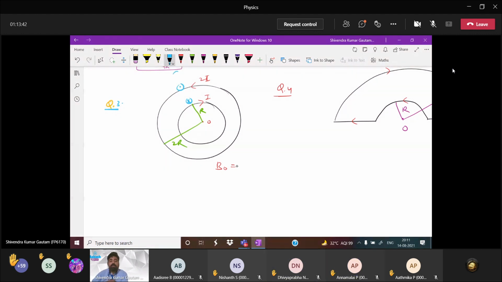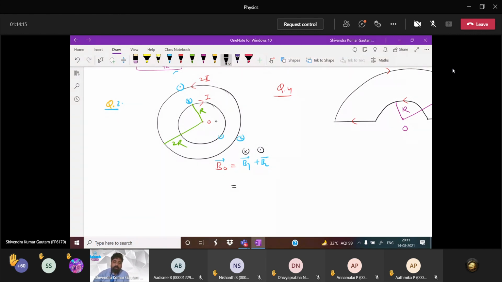You can write here, B at O vector is because of B1 and B2. Now for B1 we got a direction: this is cross, this is dot. If you take dot as plus, then cross as minus. If you take cross as plus, then dot as minus. Generally we take dot as plus. Sometimes answers are given in terms of dot and cross, sometimes in terms of plus and minus. So accordingly you will see the options and choose which one is correct here. Okay, B1.